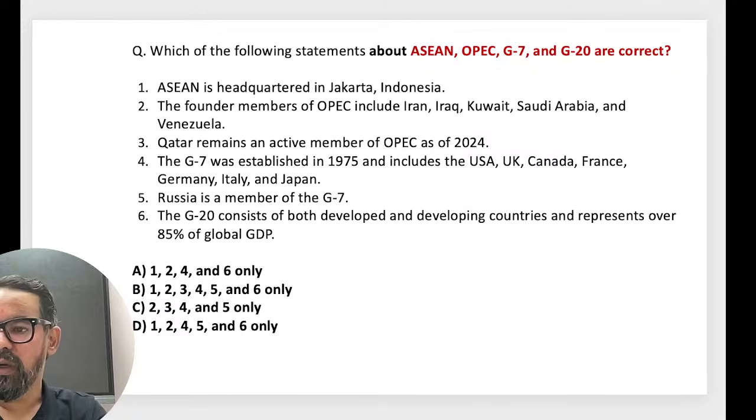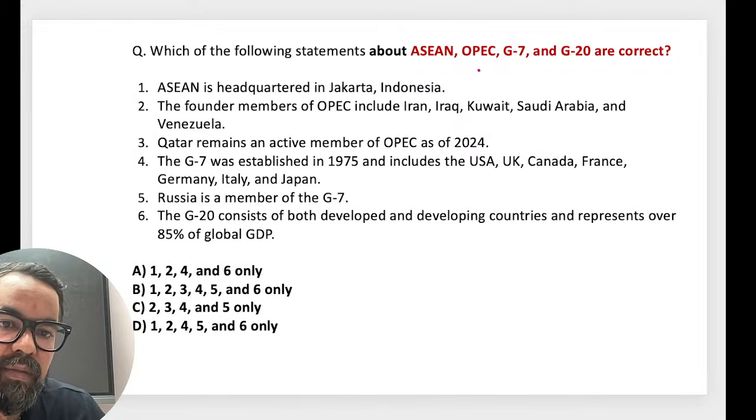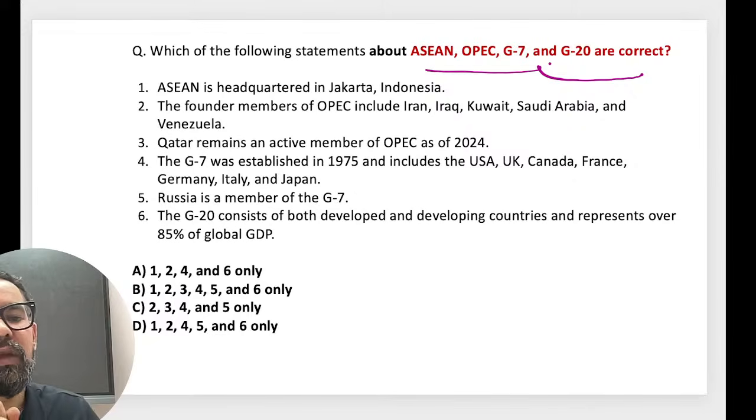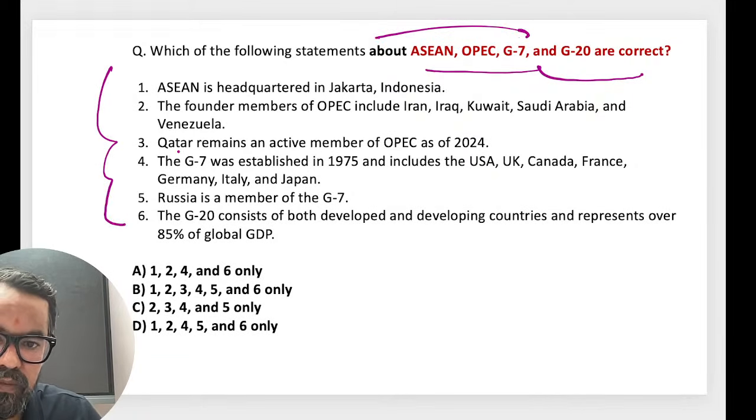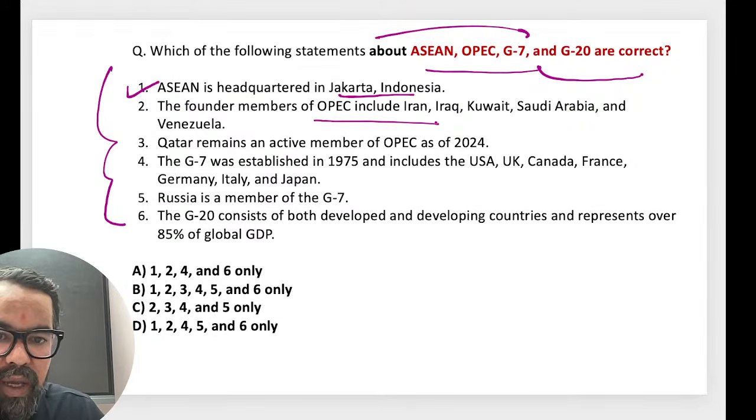Yes, very good. Next one, ASEAN, we have some regional cooperative institutions also. ASEAN, OPEC, G7, G20. So which of the following statements about these are correct? ASEAN headquarter is Jakarta, Indonesia. बिल्कुल सही है. ठीक है, इंडोनेशिया, हाँ बिल्कुल सही है. ठीक है, the founder members of OPEC include Iran, Kuwait, Saudi Arabia and Venezuela. Qatar remains an active member of OPEC. No, Qatar exited in 2019.